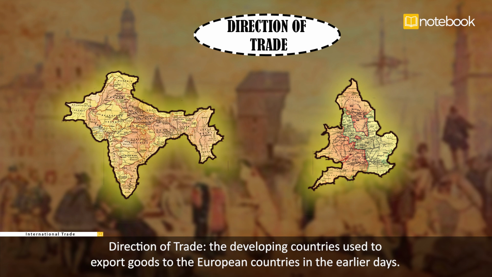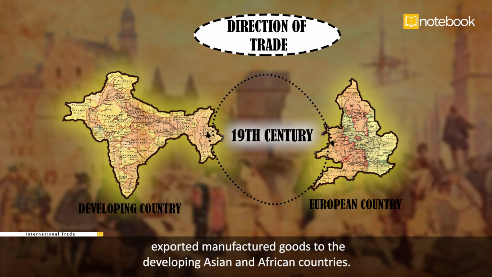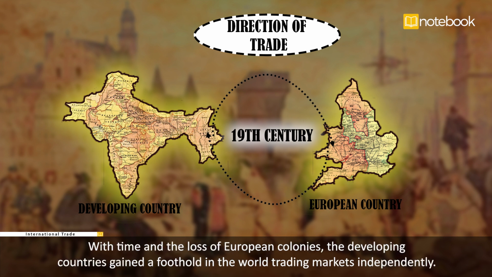Direction of trade. The developing countries used to export goods to the European countries in the earlier days. In the 19th century, there was a reversal in the direction of trade, and the European countries exported manufactured goods to the developing Asian and African countries. With time and the loss of European colonies, the developing countries gained a foothold in the world trading markets independently.